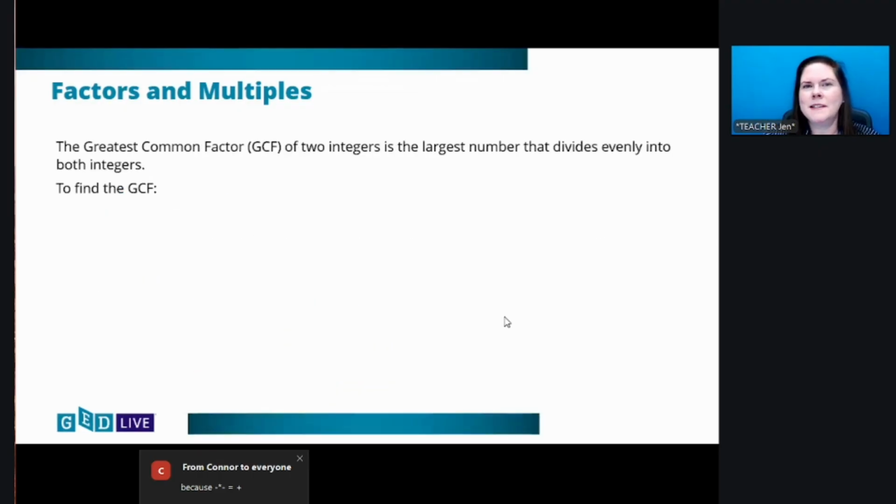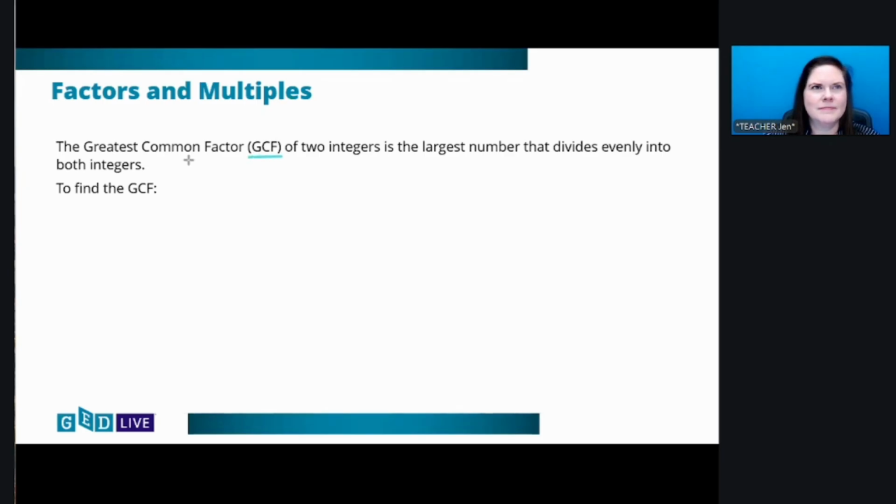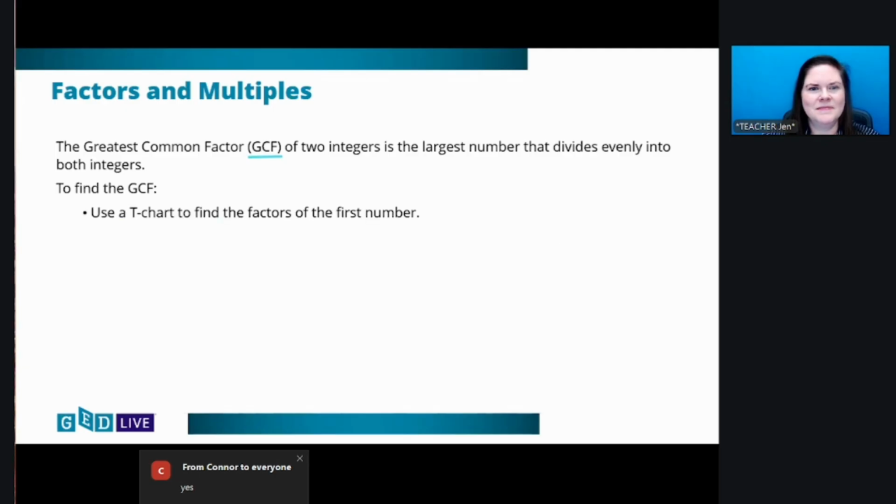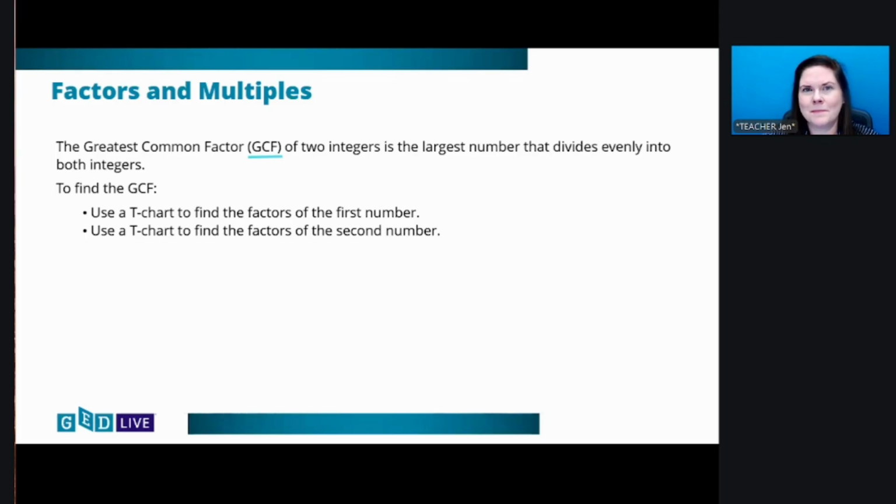Now, as we step it up a little bit, we're going to talk about solving for the GCF, greatest common factor. The biggest number that the two numbers share that goes into them. And if you're not sure what I'm talking about, I think with the numbers coming up, it'll be illustrated to you pretty clearly. We're going to use a T-chart for the first number, a T-chart for the second, and then we're going to find the biggest number we can that matches on the two charts.